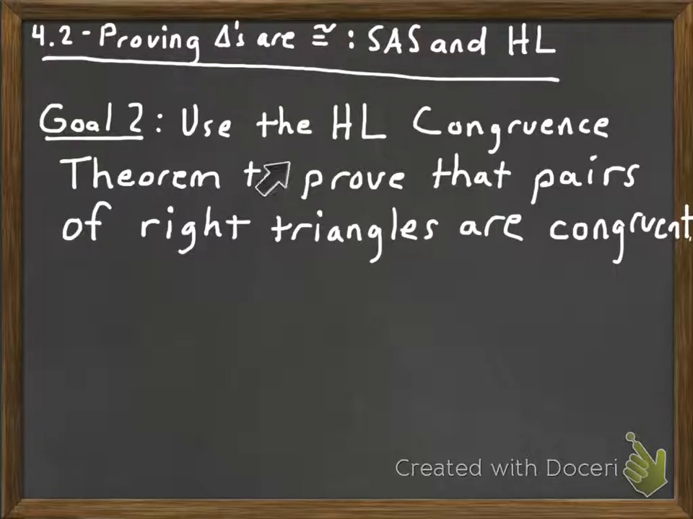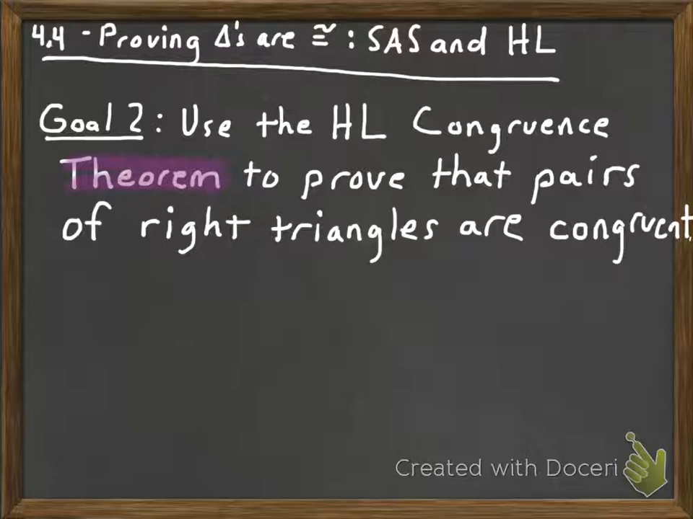And we're going to use the hypotenuse leg congruence theorem, not a postulate, but a theorem, in order to prove that pairs of right triangles are congruent. Alright, so a couple things for me to focus on here. First of all, this is 4.4, so let me change that. And then the next thing I want to focus on is the fact that this is a theorem, not a postulate that we're learning here. Every other way we've learned to prove that triangles are congruent has been a postulate so far. We're going to start learning theorems from this point on.